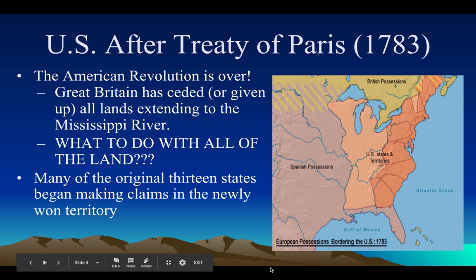So the Treaty of Paris was signed at the end of the American Revolution in 1783. And so Great Britain gave up all of their lands that extended to the Mississippi River. We can see in this map the British possessions that were in Canada and the Spanish possessions that are west of what is now Illinois and Indiana. The United States had to figure out what to do with all of this land. A lot of the original 13 states began making claims in this newly won territory, claiming bits and pieces of this land.